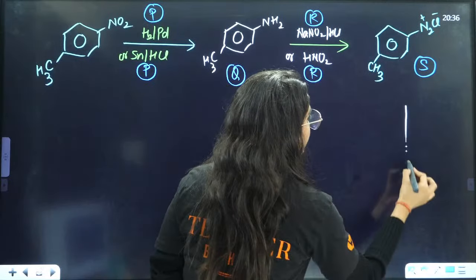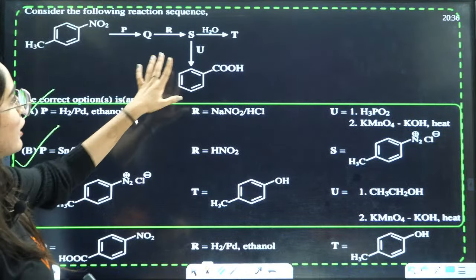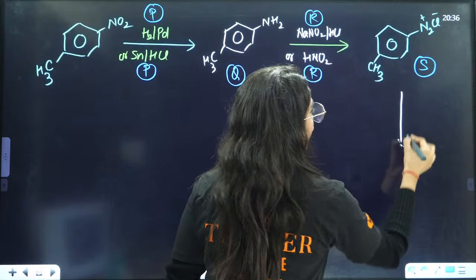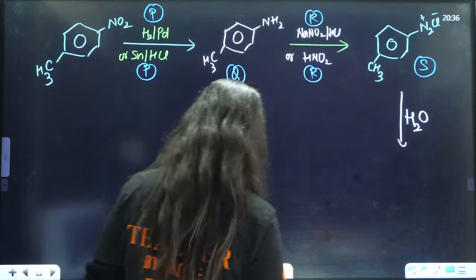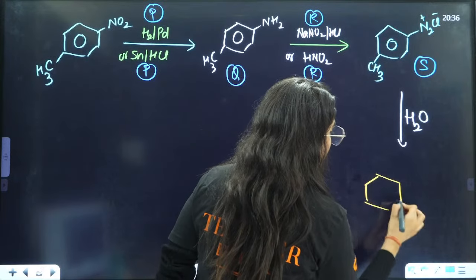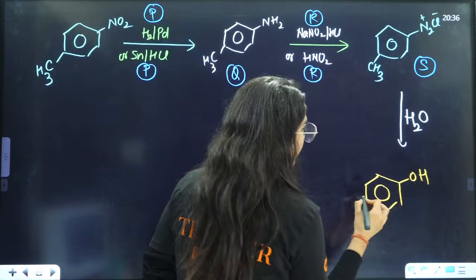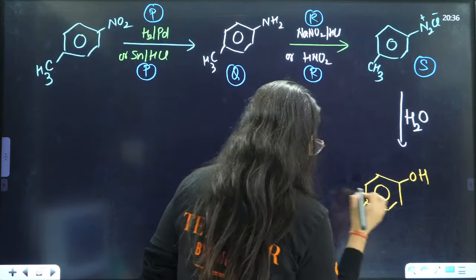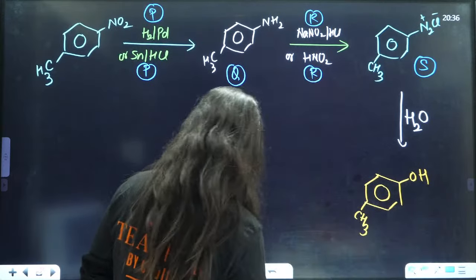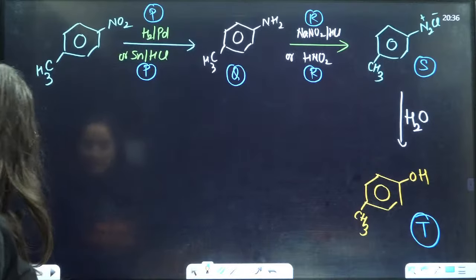Now, after this, they are saying that if you add water into it, what will be formed? You add water into it. Simply, if you add water, they should have written warm also here, but no worries. So it will form OH, and this is CH3, and this is T. This is T what we have formed.